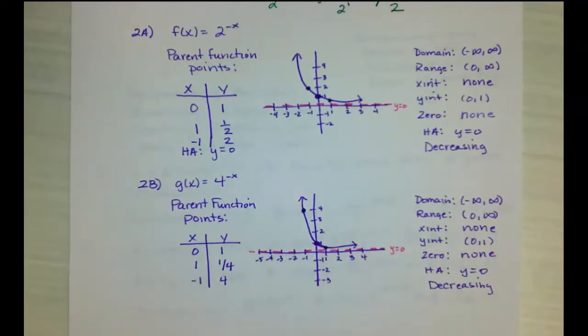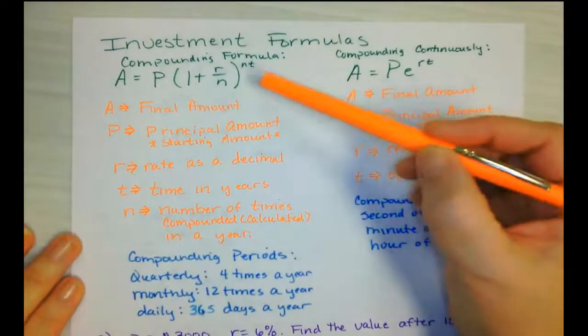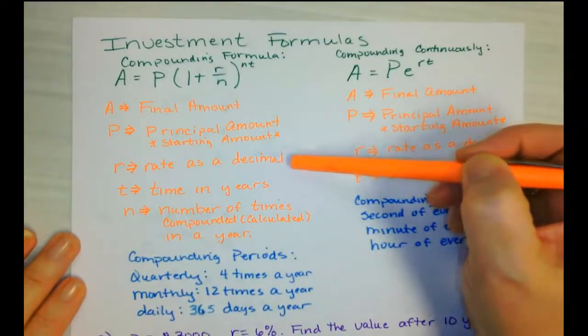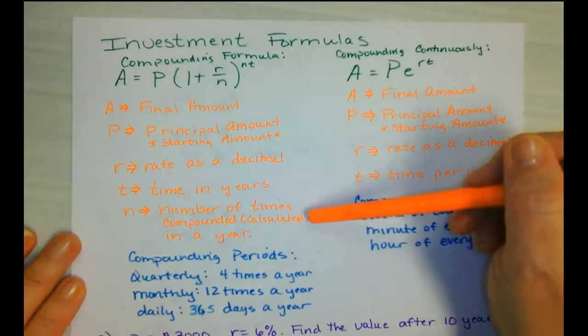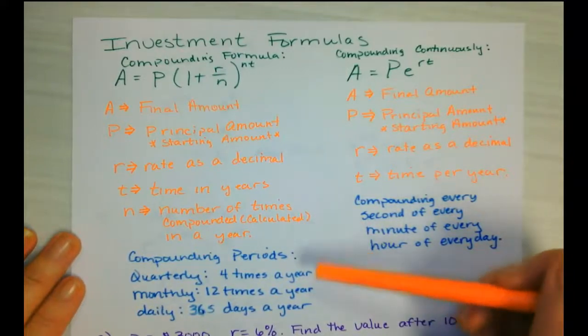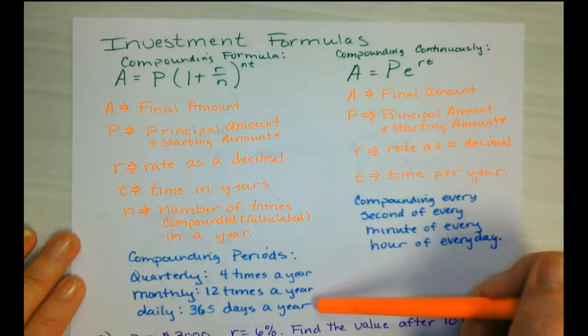Feel free at any point to stop the video and take a longer minute on a problem or a graph if you want to look at it again as I'm going through the notes. Here's all of the information we talked about. Compounding interest. The A is the final amount, the P is the principal amount or the starting amount, R is the rate as a decimal, T is time in years, and N is the number of times compounded in a year. So if you're doing it quarterly, that's 4 times a year. If you're doing monthly, that's 12 times a year. If you're doing it daily, that's 365 days a year.